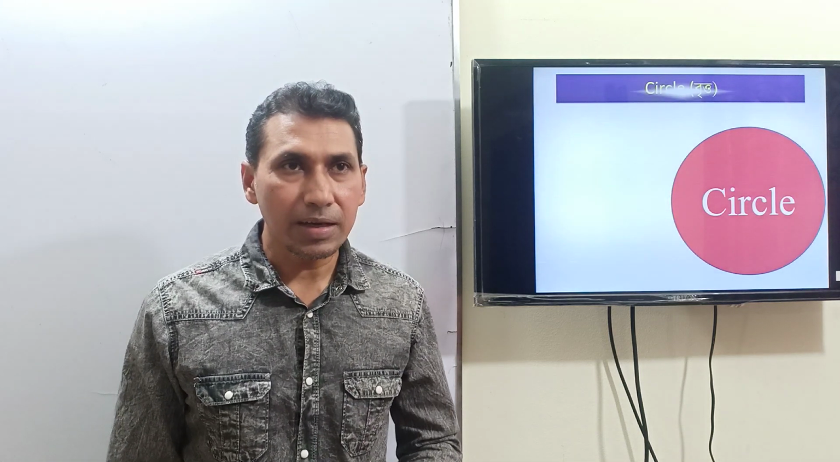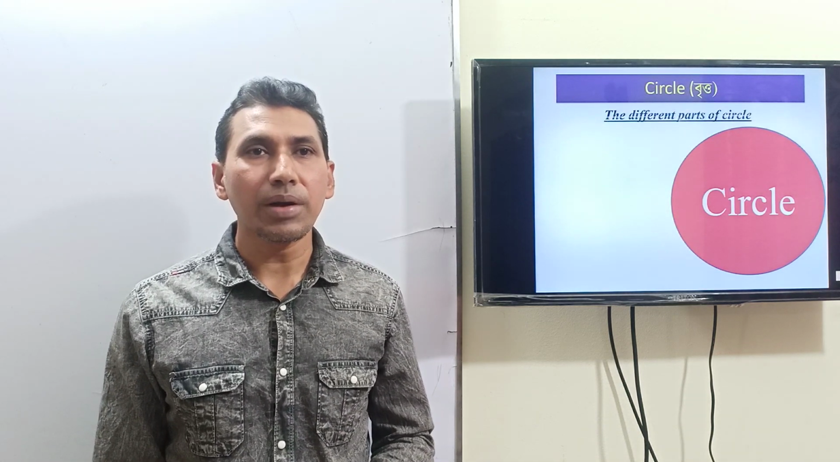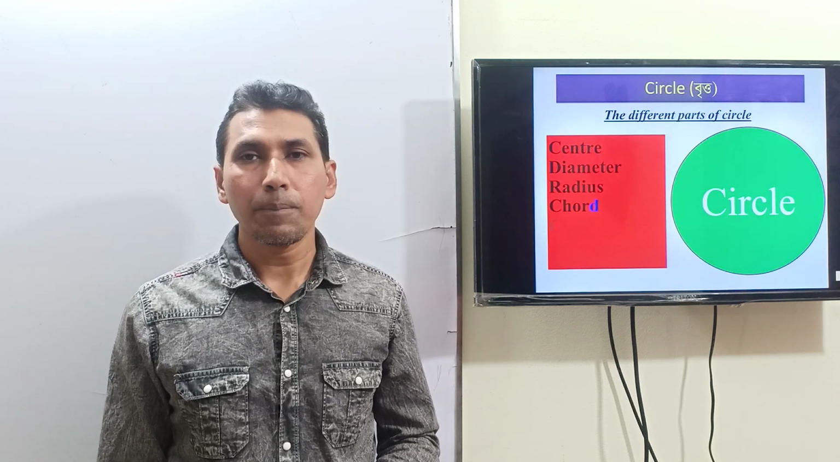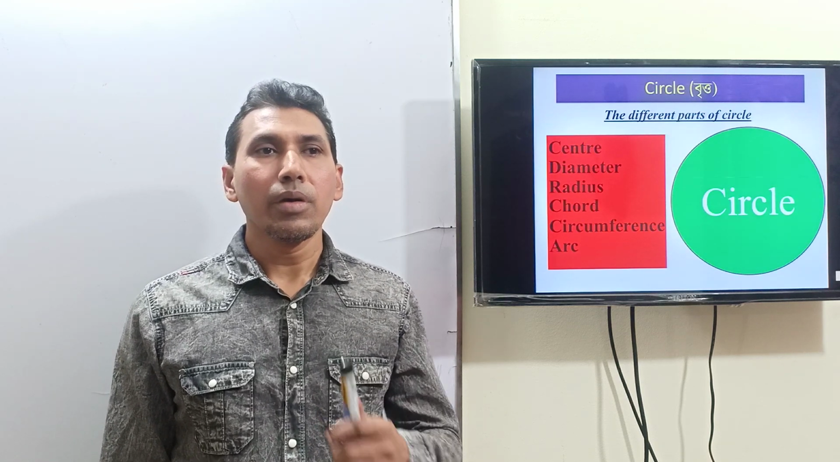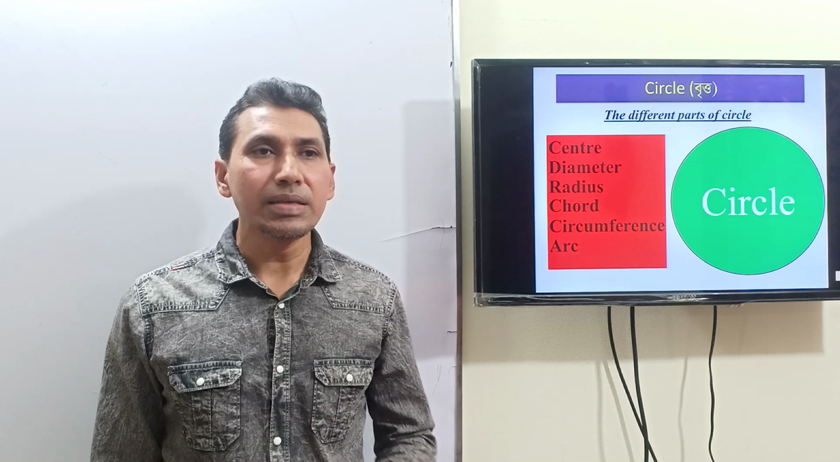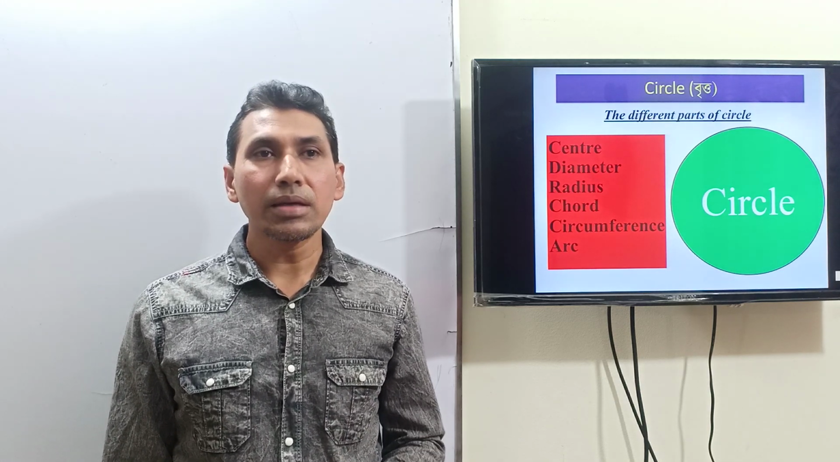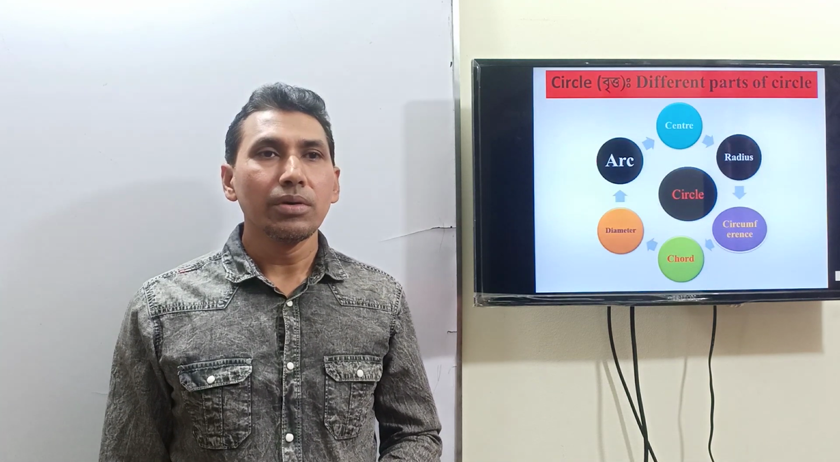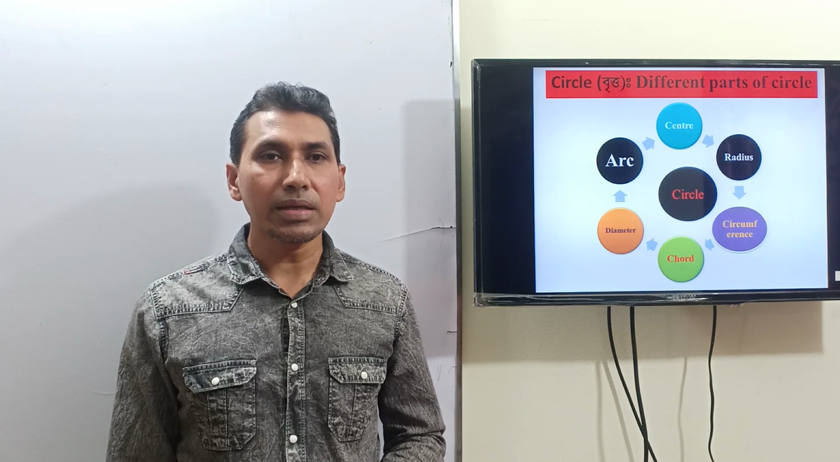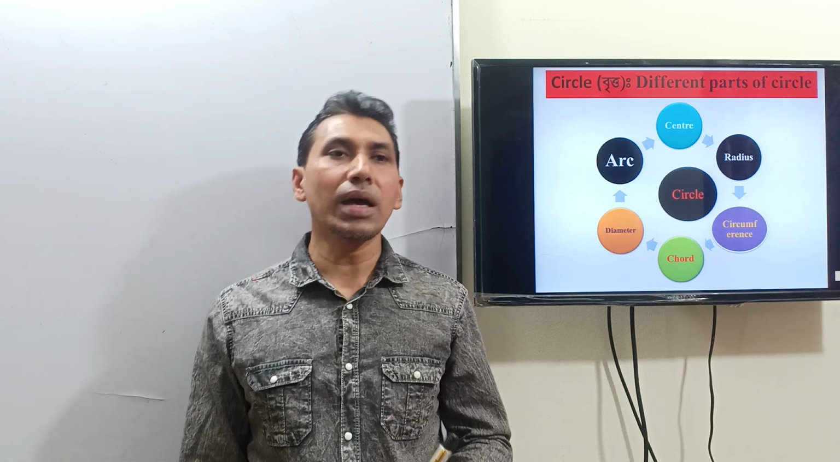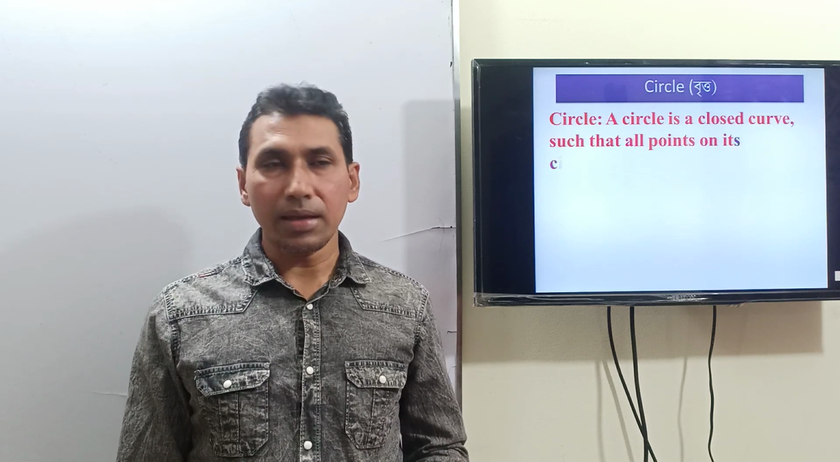Okay, first, circle. The different parts of a circle: you have seen center, diameter, radius, chord, circumference and arc. These are the different parts of a circle. Then what is a circle?